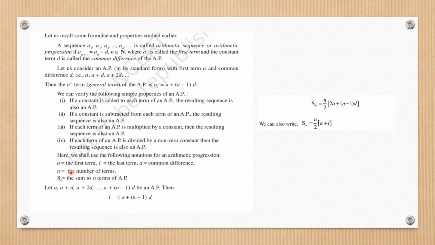Okay, a means first term, l is last term, d is common difference, n is number of terms, and Sn is your sum to n terms of AP. Okay, so these are the conditions, and we studied also that this an can also be called as l, a plus n minus 1 d. The formula of Sn is n by 2 into 2a plus n minus 1 d, which can also be written as, if it is an, then it can be written as n by 2 into a plus an, or a plus l.